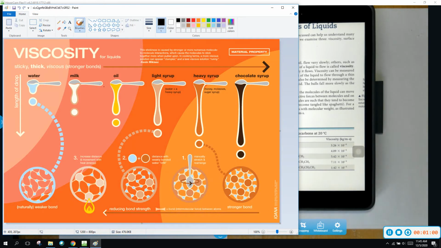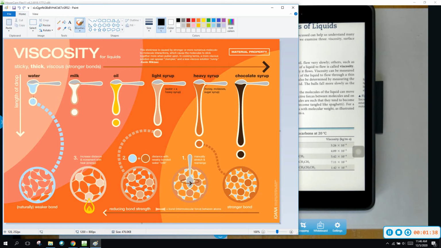Here's a little image of viscosity going from water to milk to oil to light syrup, heavy syrup, and then chocolate syrup. And the stickiness for each one of these is caused by stronger or more numerous molecule-to-molecule interactions, which cause the molecules to stick better together. In cooking terms, which all these are in, the more viscous solution can appear clumpier and a less viscous solution appears to be more runny.